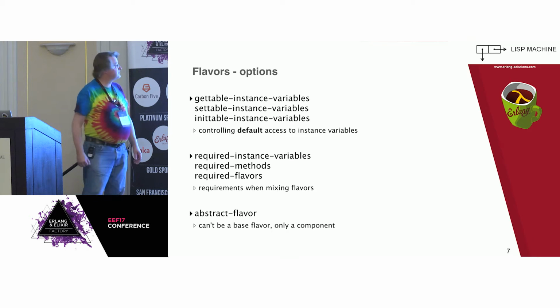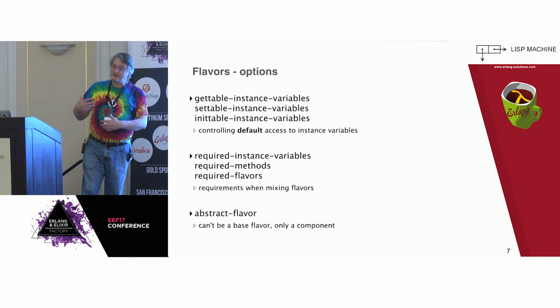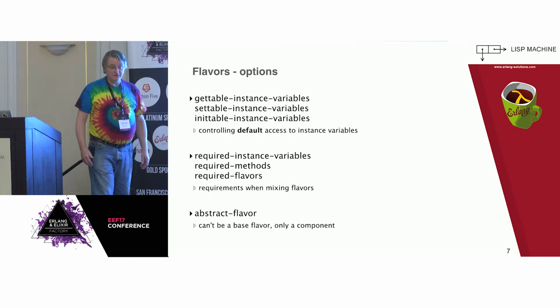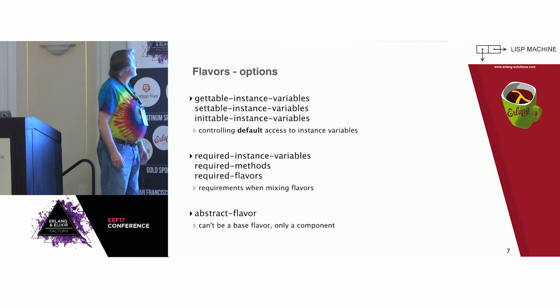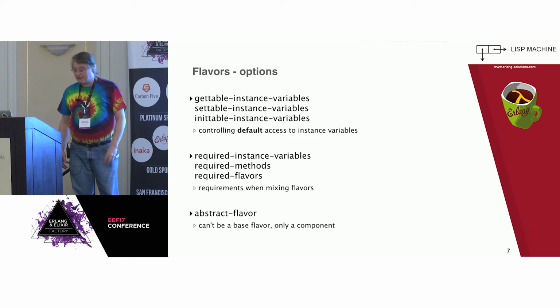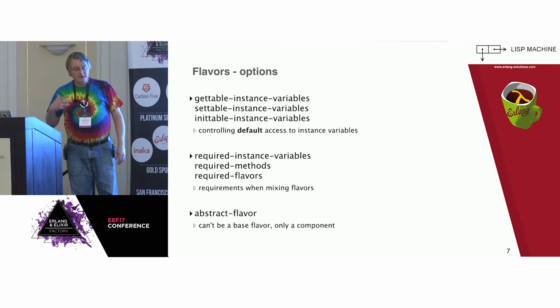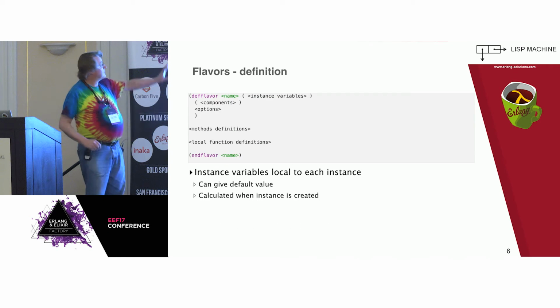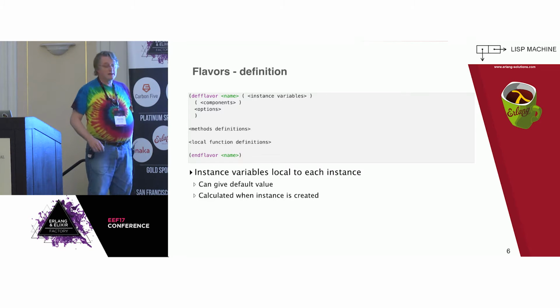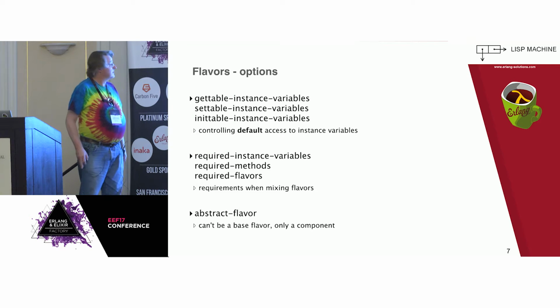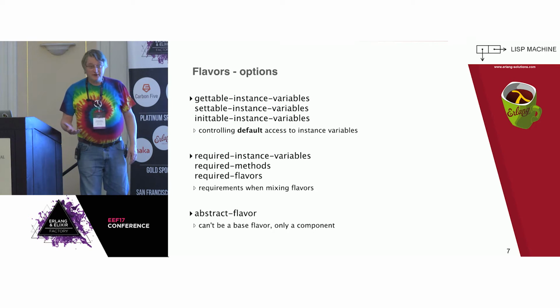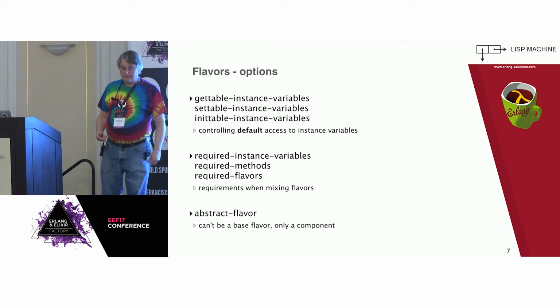You had a bunch of options. So I implemented some of the options. Some of them were very specific to the machine, but some of them weren't. So the first bunch here, gettable, settable, and initable instance variables, just defined which of the instance variables I specified up there the system would auto-generate accessor methods for.